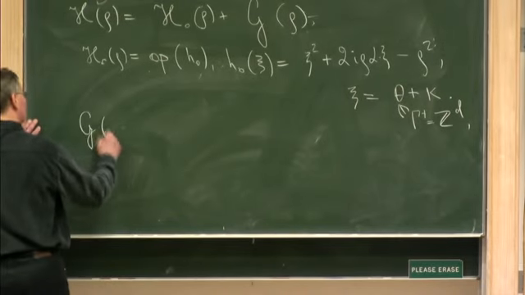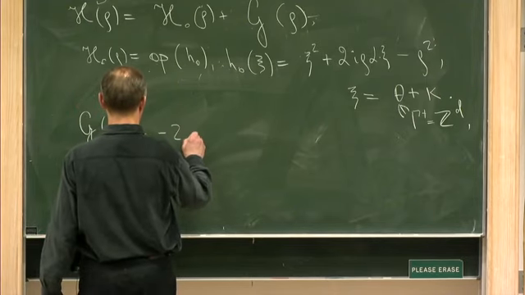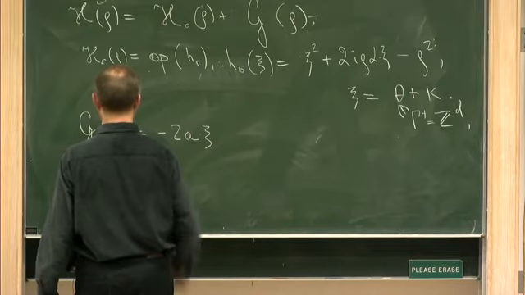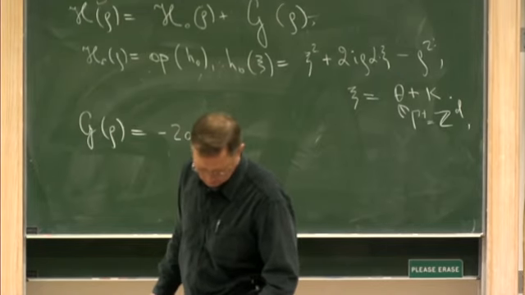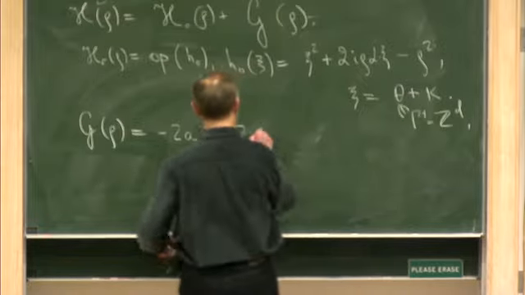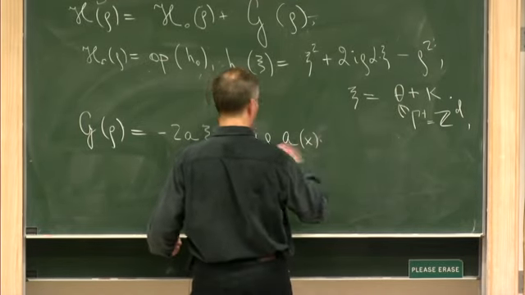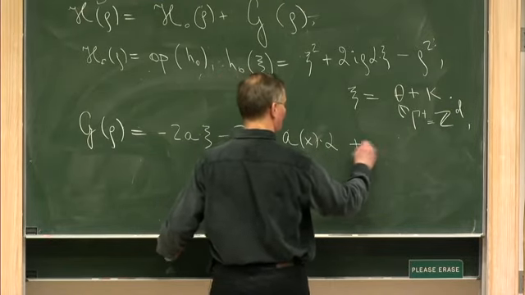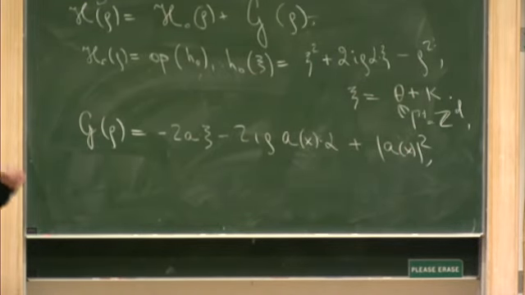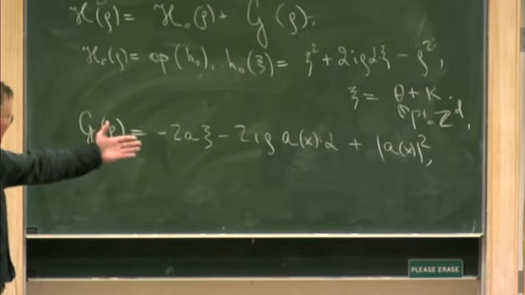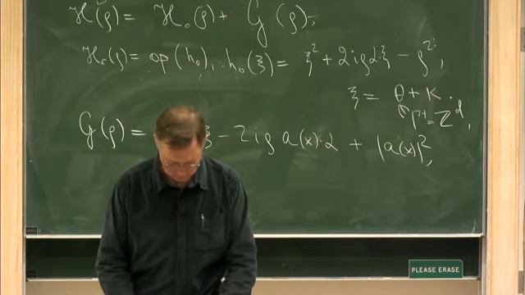Now the perturbed bit is minus 2a psi, minus 2i rho a times alpha plus mu x squared. I think this is correct. So that is the perturbation.